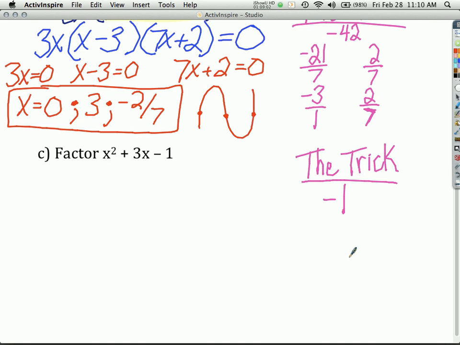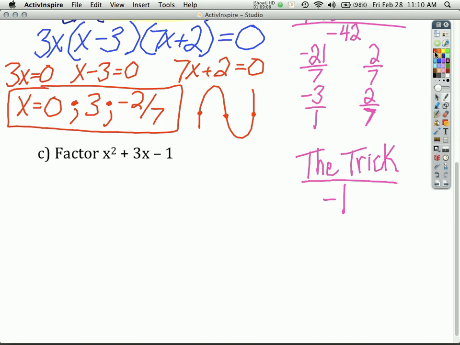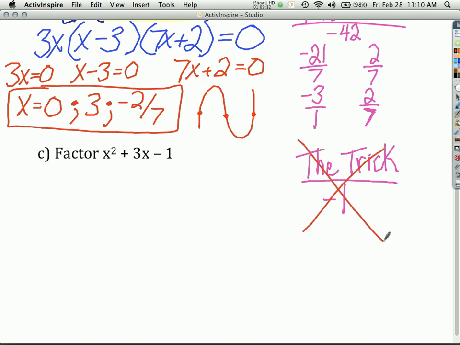Okay, so the trick doesn't work. So where does that leave us? Well, it's already factored, there's nothing we can do. But what if I said you had to solve this? What if I said you had to tell me the solutions?